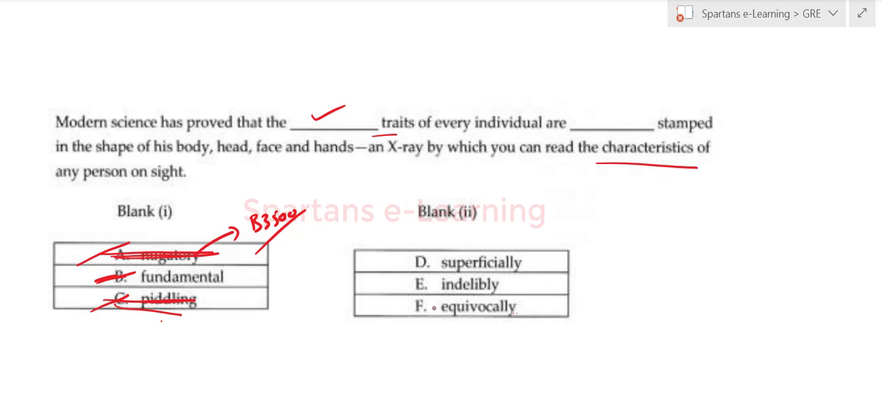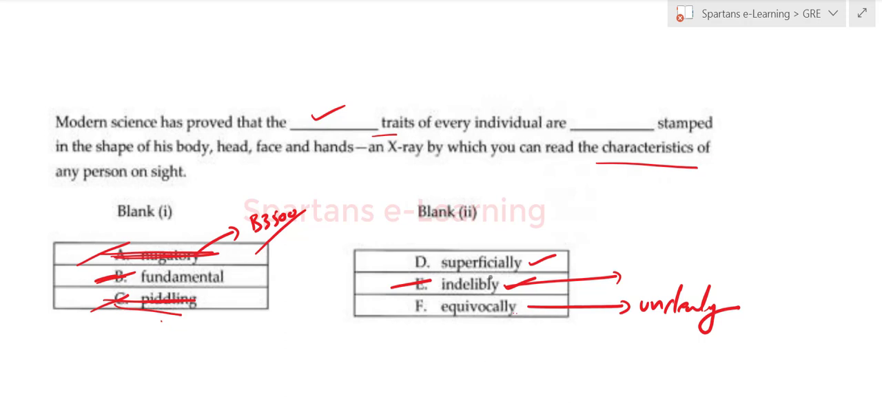Coming to the second blank, the traits of every individual are dash stamped, whether they are superficially stamped, indelibly stamped, or equivocally stamped. Equivocally means unclear, unclearly stamped. Now these must be indelibly stamped, not superficially stamped, because these traits are so important that they are indelibly stamped. Indelibly means unerasable. We say indelible stains. Indelible stains means stains which cannot be erased.